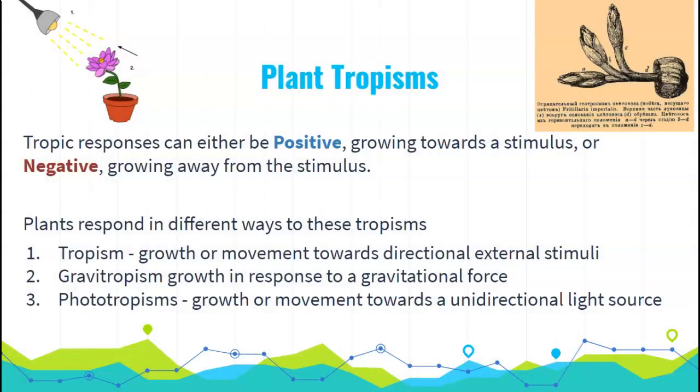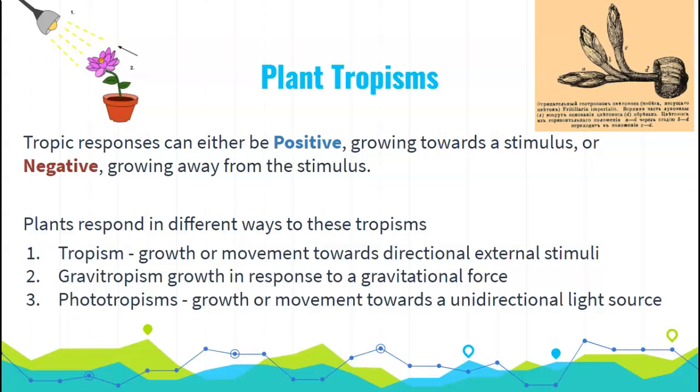A quick little thing about tropisms, we're just going to talk about them. Maybe you've seen them in the wild or heard about them, but a plant tropism is just a response to a stimulus. They can be positive, where they're growing towards a stimulus, or negative, where they're growing away from a stimulus, but it's basically having some response. So a tropism in general is just movement in response to a stimulus, whatever that may be.